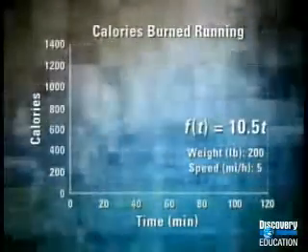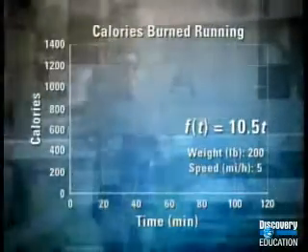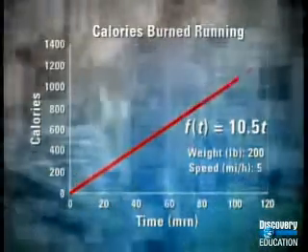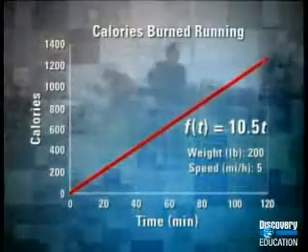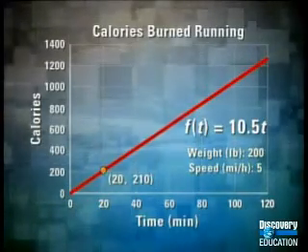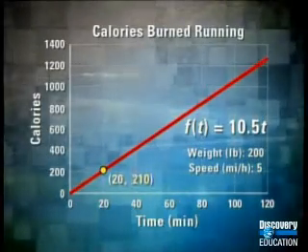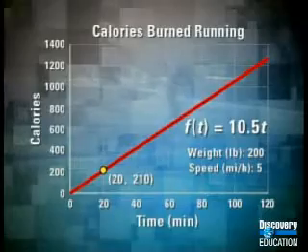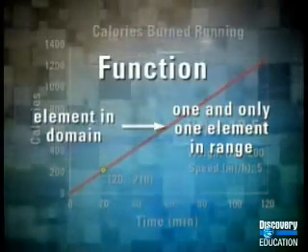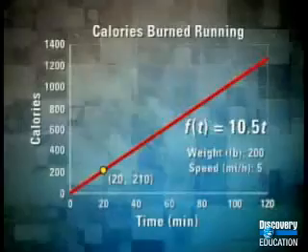Another way to show the domain and range is by making a graph of the function. Here, each point on the graph represents one pair of input-output values. For example, the point 20, 210 shows that if the runner is out for a 20-minute jaunt, he'll burn 210 calories. For a relation to be a function, each input value must yield one and only one output value.